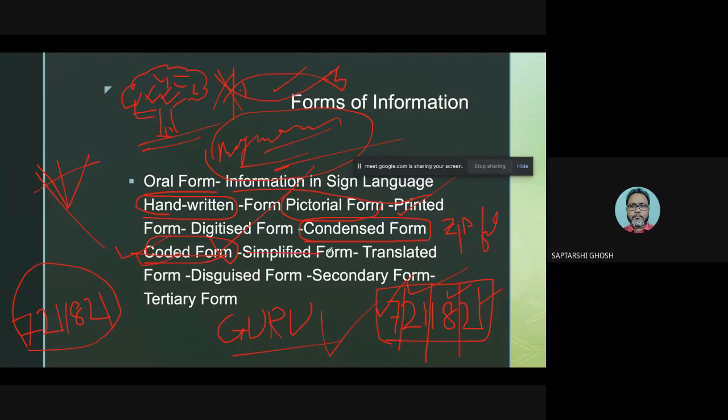Simplified form, you know, that is the information. Yes, whenever your information has too much jargon, too many vocabularies, too much technical content, it is very difficult for people to understand. So simplified form of information is a simple thing.